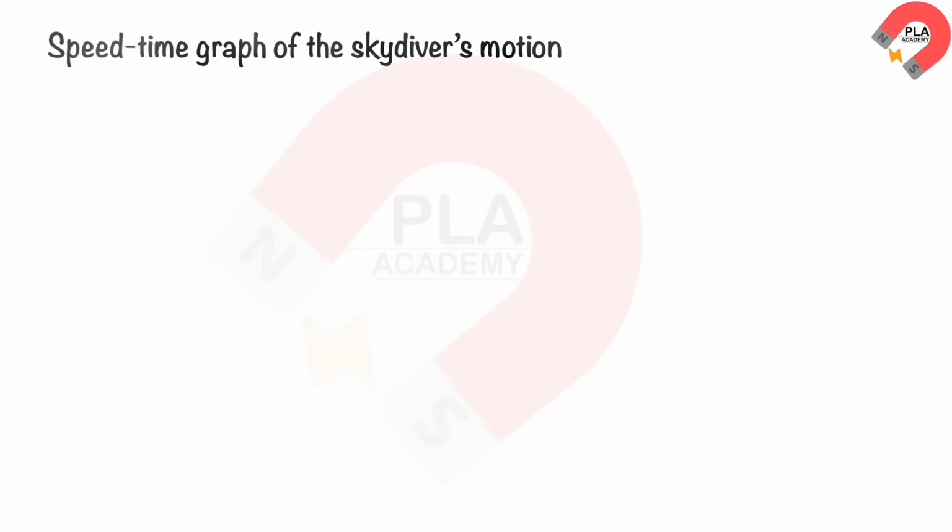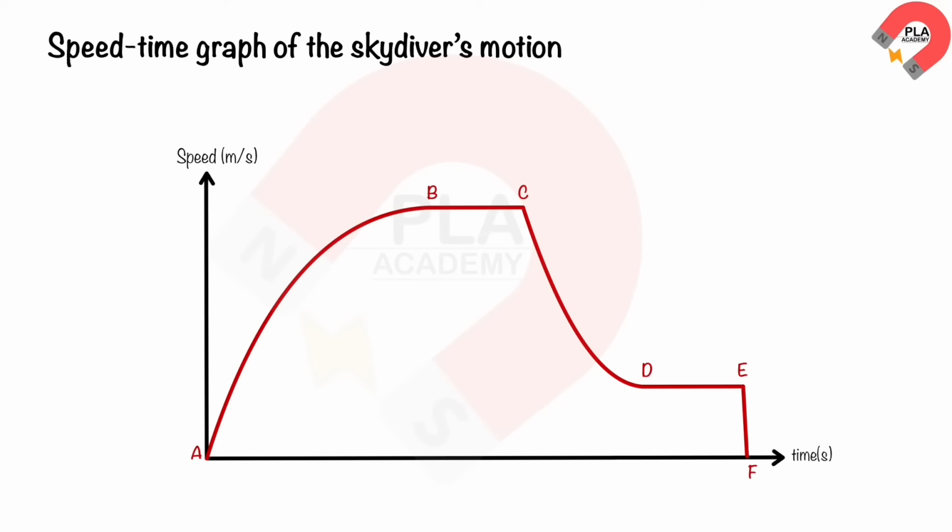The speed-time graph of the skydiver's motion is shown on the screen. We know that the gradient of a speed-time graph is the acceleration. At point A, the initial speed is 0 and the initial gradient is 9.8. This is because the initial acceleration is 9.8 meters per second squared.